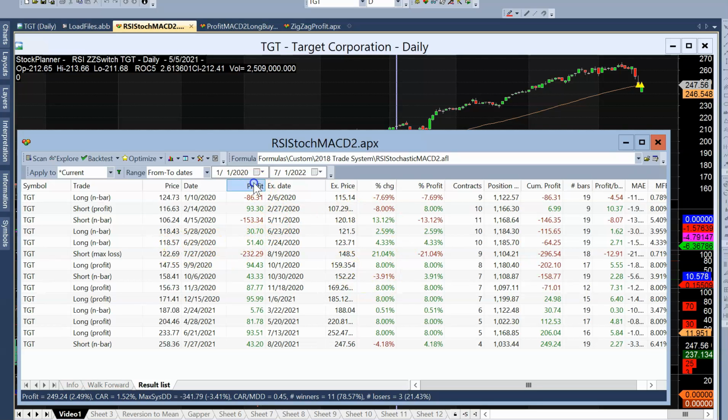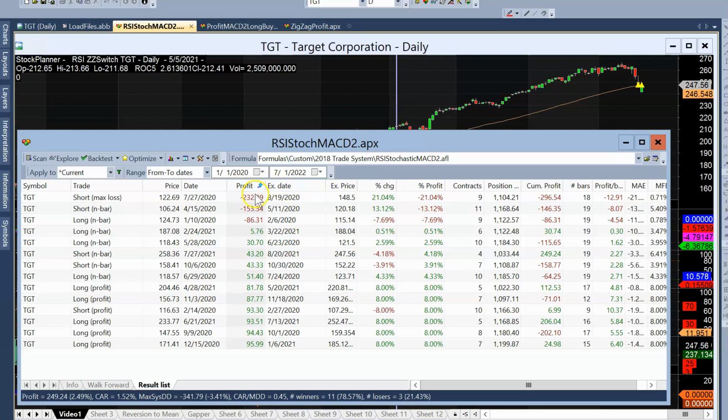But we're interested in this information here. And I'm looking at the profit and loss. We see that we had 3 losses that were 18 bars long. Remember that information. And we have 6 winners that pegged it at 8%. That was our max profit.